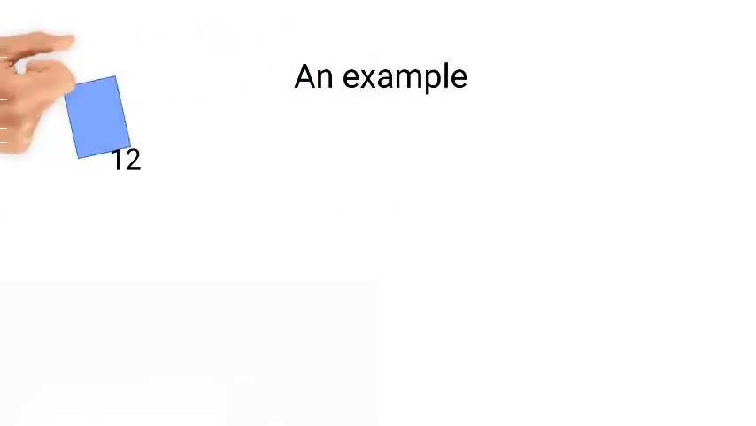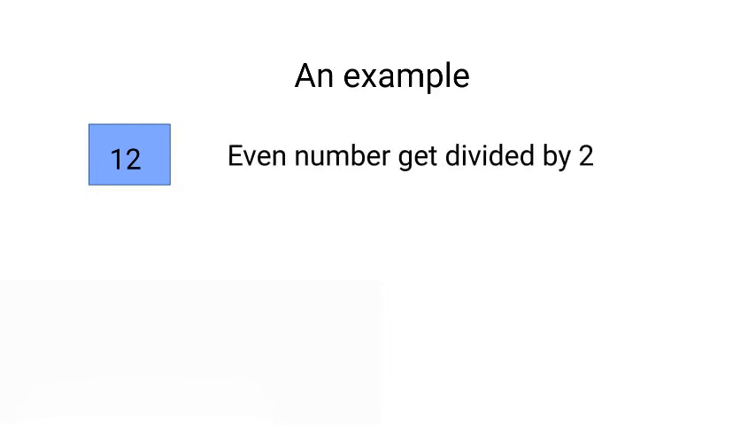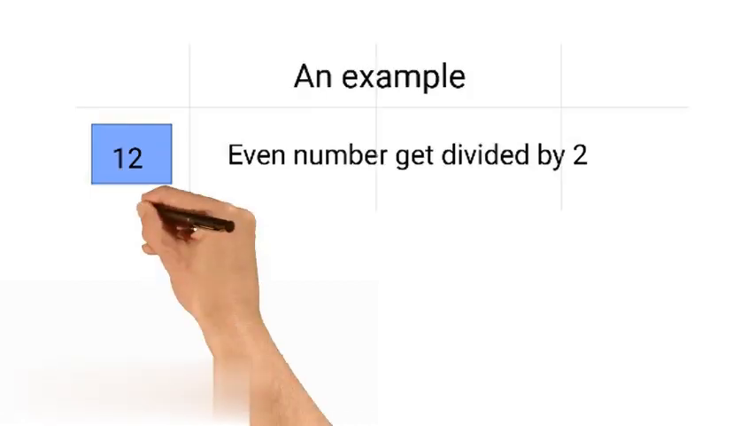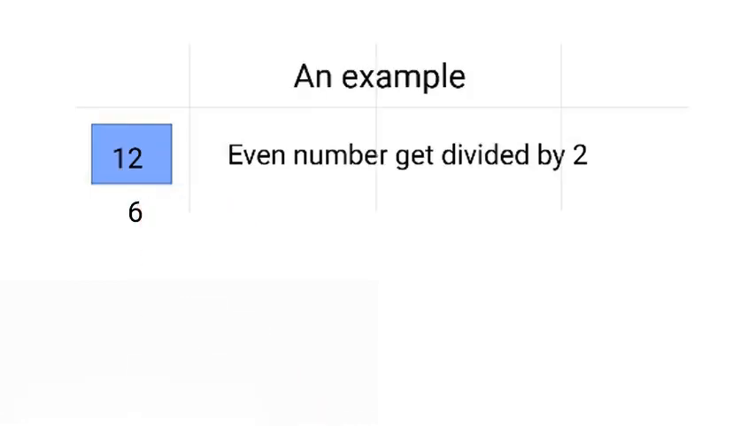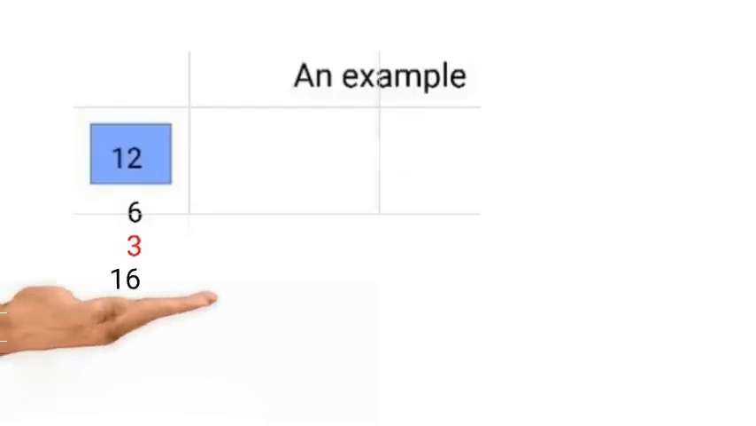Let us see an example. Imagine, you chose the number 12. 12 is an even number, therefore we divide it by 2. The result is 6, also an even number. So we divide by 2 again. 3 is an odd number, so multiply it by 3 and add 1. As before with even numbers, we divide by 2.